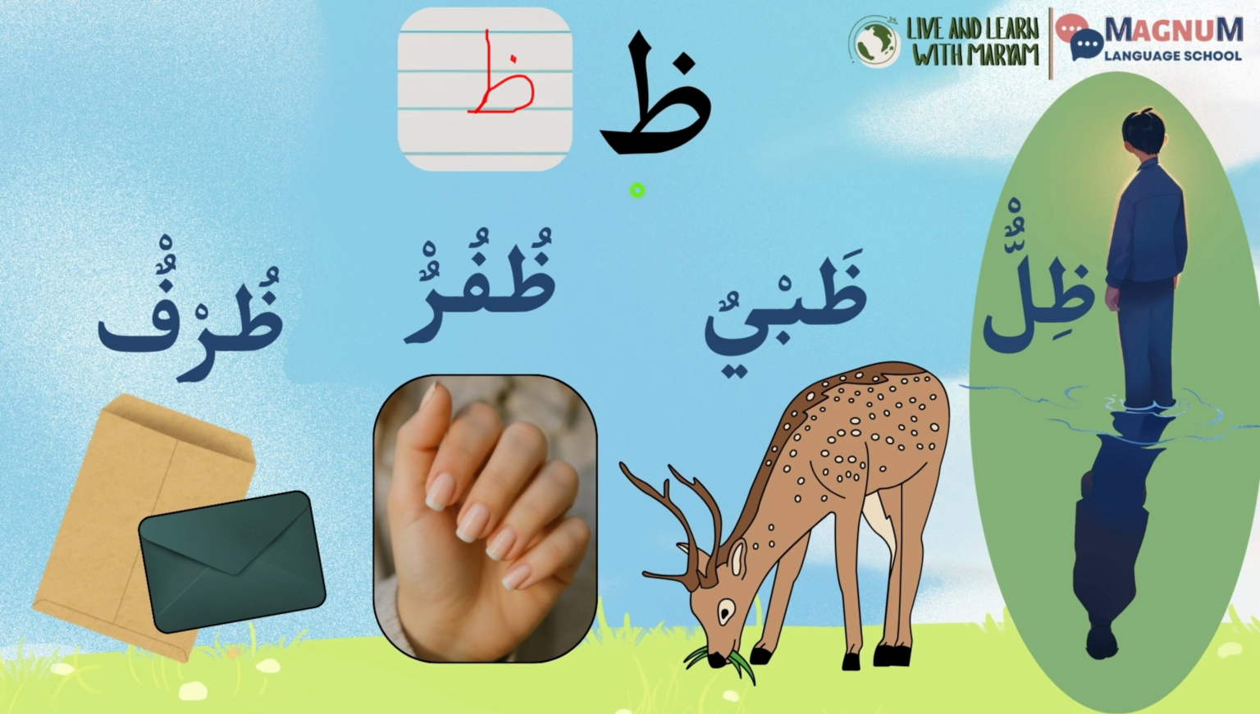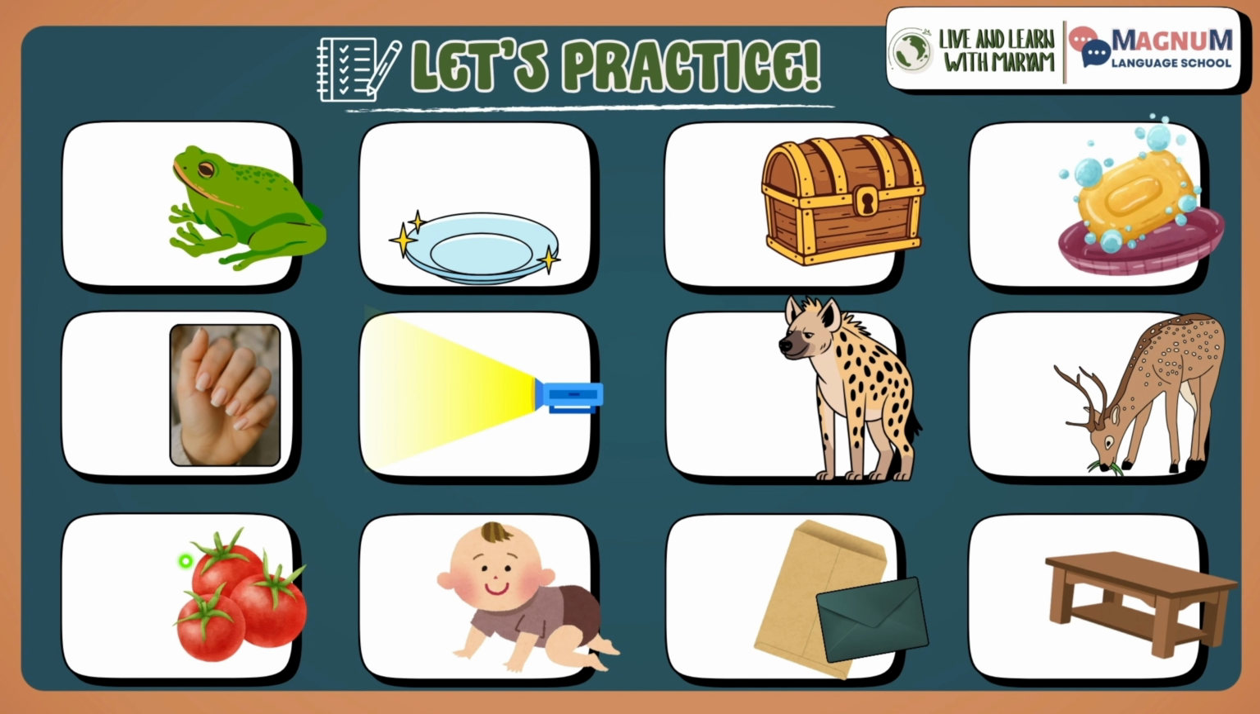Okay? Zwaa for Zillun means shadow. Zwaa for Zabyun means deer. Zwaa for Zufurun means nail. Zwaa for Zurfun means envelope. Okay? Next. Okay, practice time.